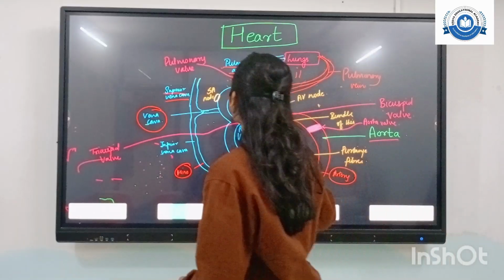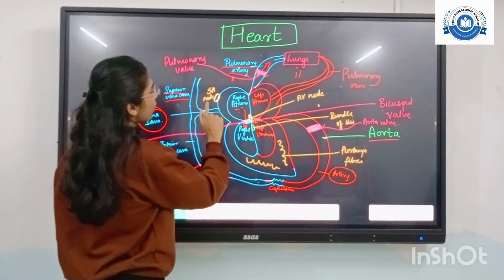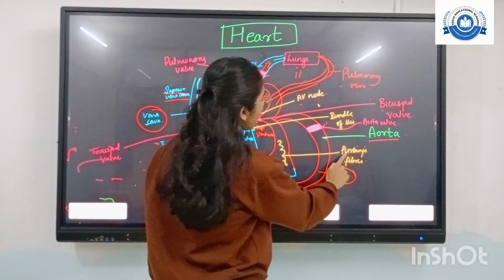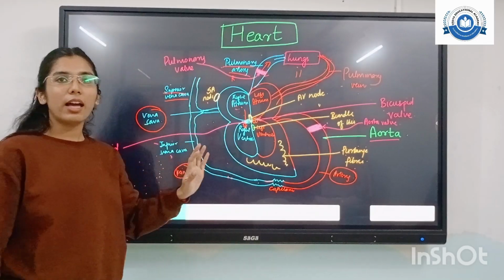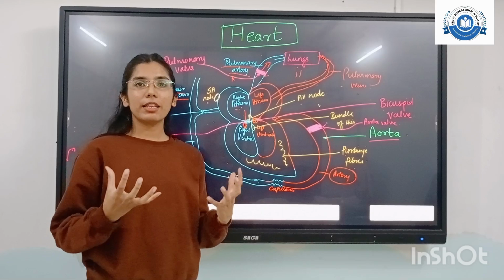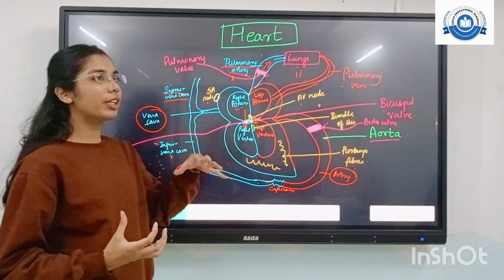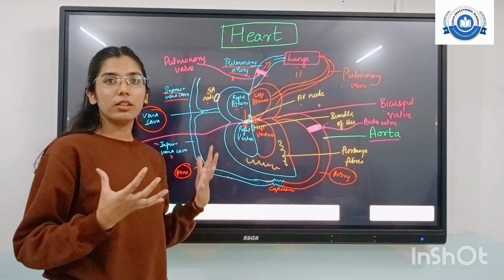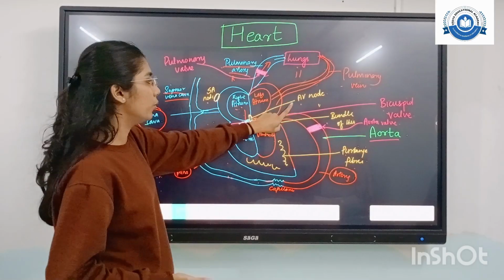Now further we have nodes. So how many nodes do we have? The first is the SA node, then we have the AV node, then the bundle of His and the Purkinje fibers. So what is the function of a node? Nodes act as impulse-giving factors. For the heart to function, we need some impulses. For that purpose, the heart needs impulses. So these impulses are given by these nodes.